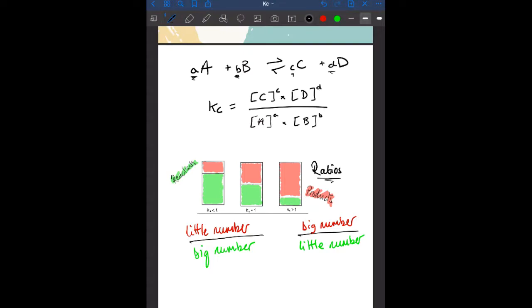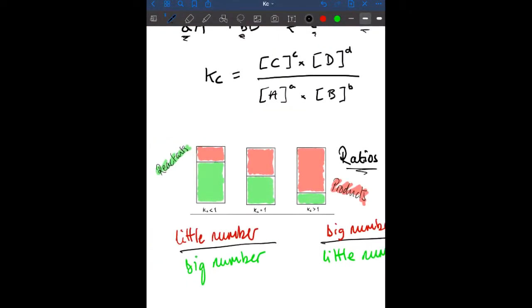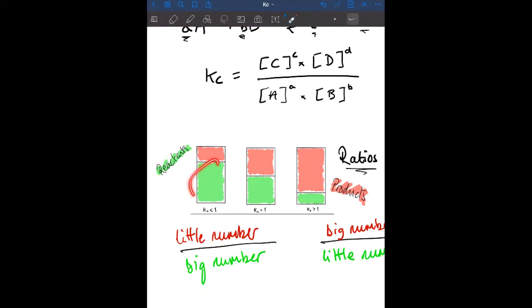So, ratios. KC. KC is an indication of where that equilibrium lies. Does it lie more towards the products, or does it lie more towards the reactants? If we've got a very, very small KC value, below 1, that means that we have got loads more reactants. The equilibrium, or the balance, the ratio, is significantly on the reactant side, which means that we have loads and loads of reactants, i.e. we've got a bigger number underneath a little number, or a littler number.